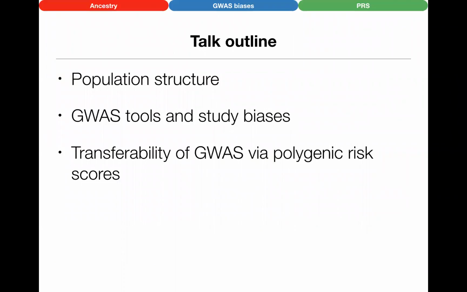So today I'm going to talk about just a few things. Here's the general outline. I'm first going to start with general population structure, then talk about GWAS tools and some study biases, and then end on probably the most important part of the study, which is the transferability of GWAS through polygenic risk scores, which I'll define later.